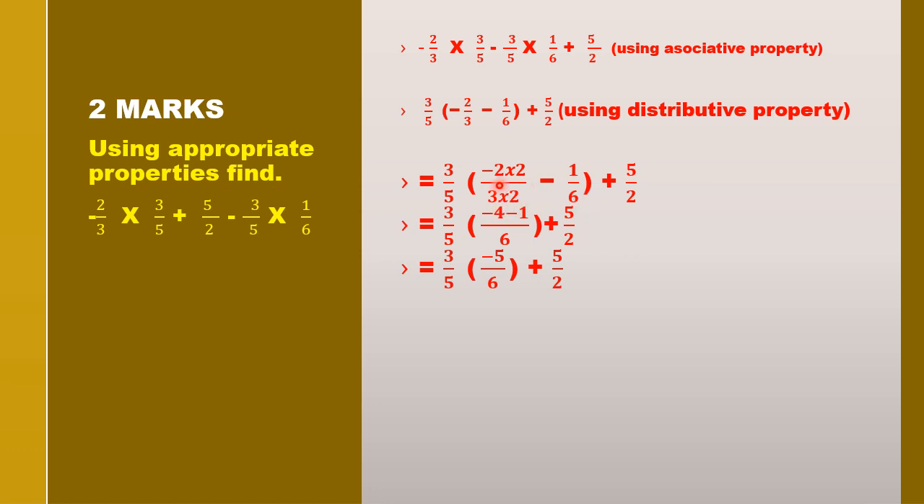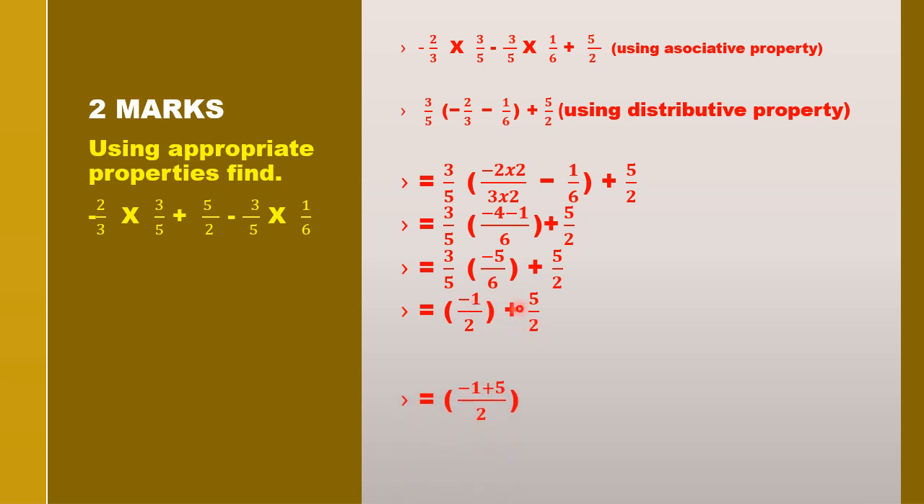Add the numerators, it means minus 4 minus 1. They are added, you will get minus 5. Outside the bracket here is 3 by 5 and here also outside the bracket is plus 5 by 2. Now, we are going to cut 5 and minus 5, you will get minus 1. And 3 2s are 6. So, you got minus 1 by 2 plus 5 by 2.